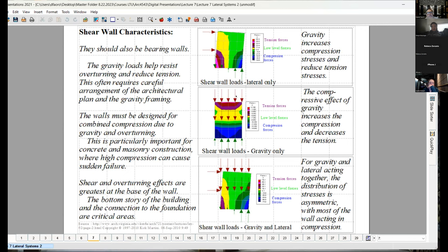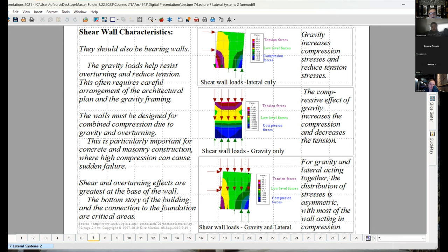Under a gravity load condition, as you can see here, loading the floors, we don't have as much tension here, or minimal tension here. Predominantly, we're switching to all compression. And on the right-hand side, you've got shear wall gravity plus lateral. And in a sense, some of these start to offset, but they also magnify.